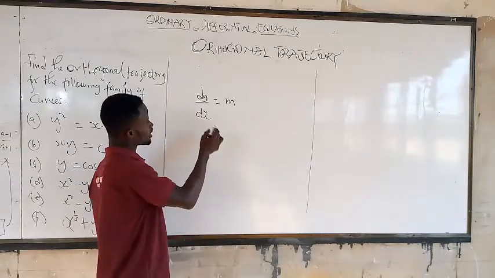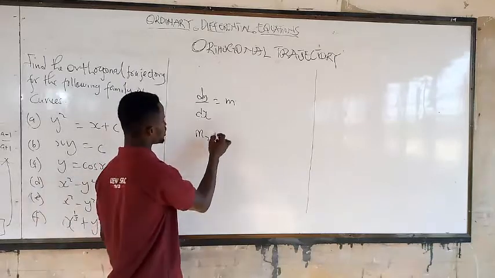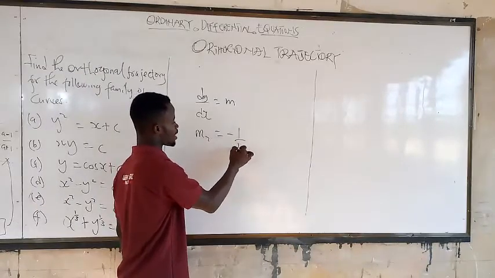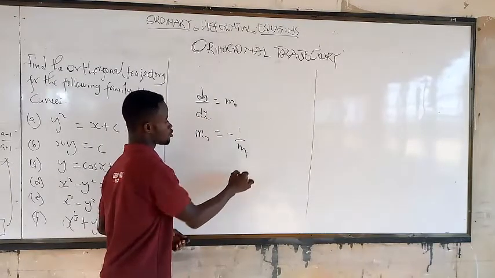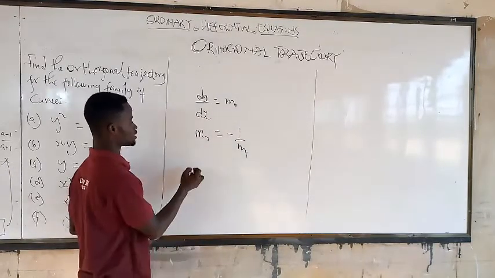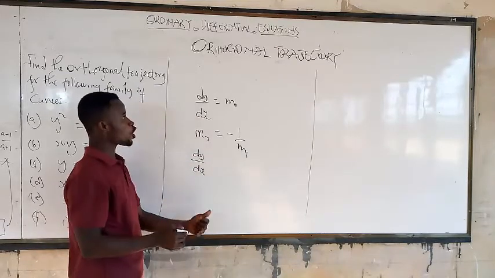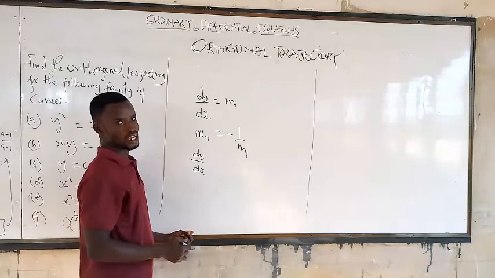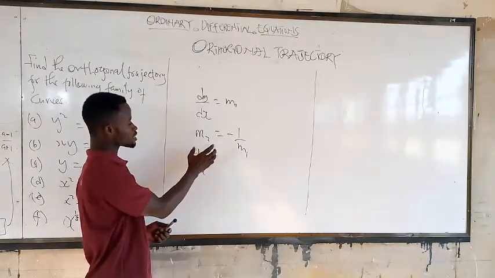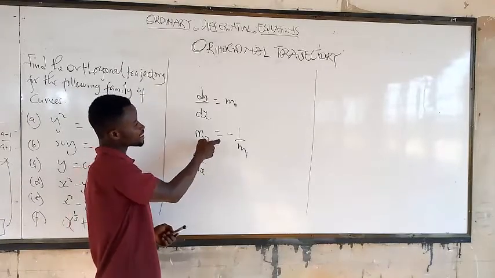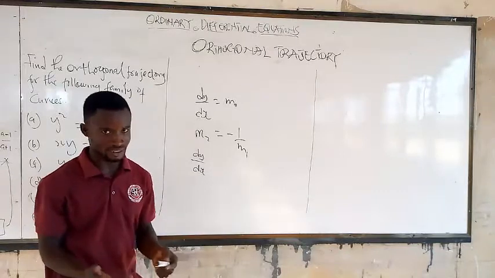But to get the normal, if the normal is m2, that is negative 1 over m1. So anytime you find dy/dx, to get the orthogonal trajectory is to take the negative reciprocal of the dy/dx. I hope you are getting what I am saying.